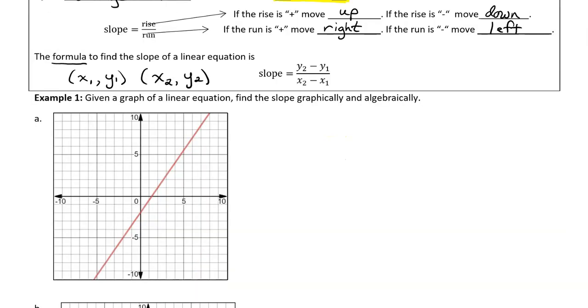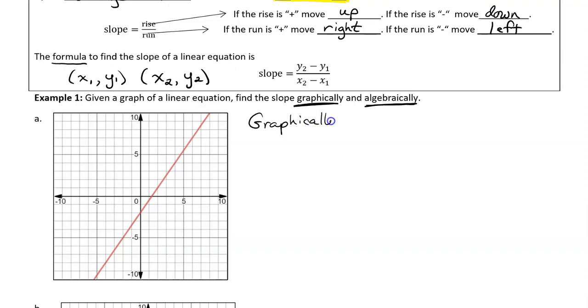Example 1. Given a graph of a linear equation, so looking at the graph, we have a nice line. Remember, there's no curve to these linears. We want to find the slope graphically, so interpreting with rise over run, and algebraically, which means to use the formula. So let's take a look at our graph a little more closely. Again, it's a line, no curves to it. We can see it's going upwards, right? If I look at it from left to right, it's going upwards here. So let's talk about the slope of this graphically first.